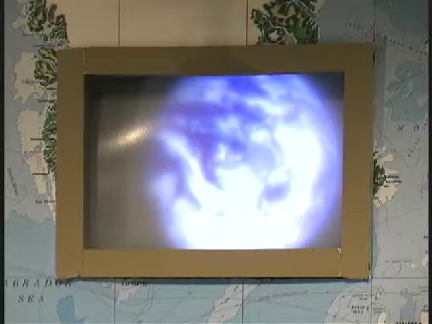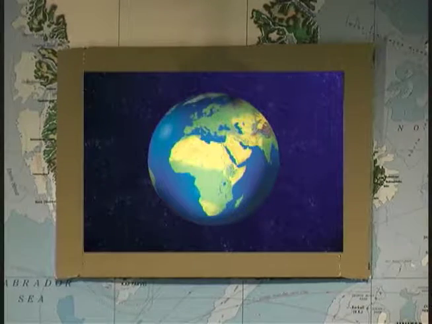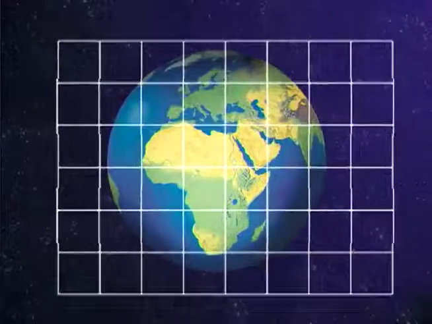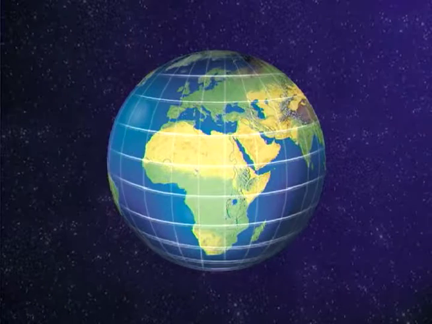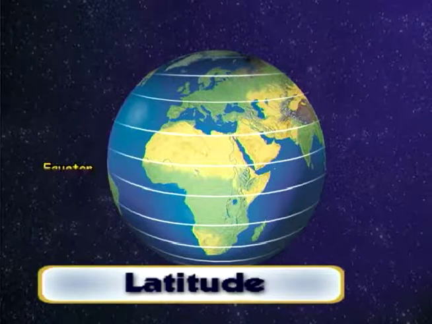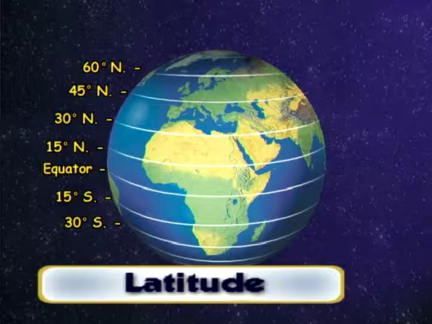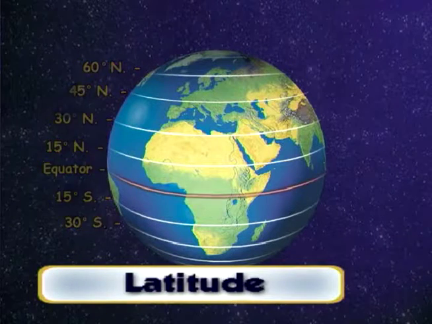But if we want to know exactly where to find a place, we can use numbers on a map like longitude and latitude. Imagine that the Earth has lines all over it. The lines that go from east to west are latitude lines. Each line has a number that measures how far a place is from the equator.